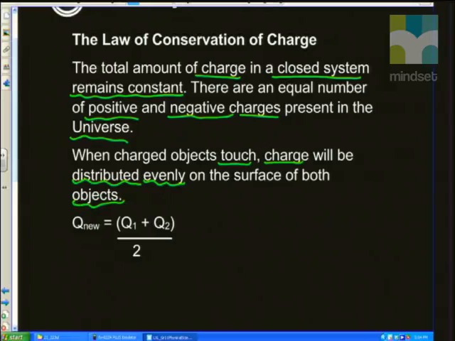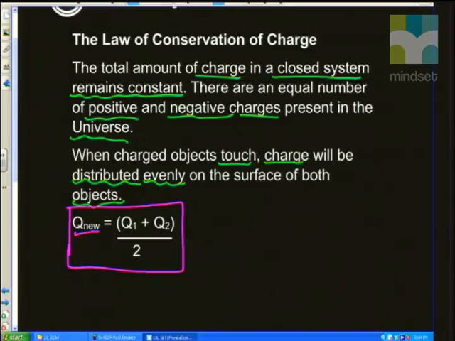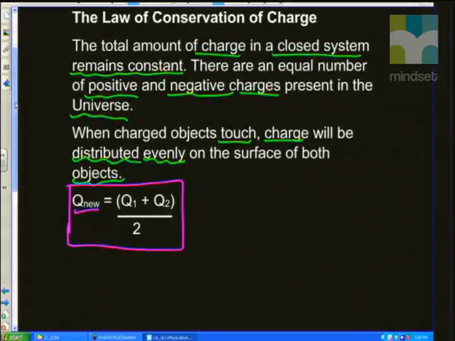This equation here helps us to find the new charge on objects when they come to touch each other. If I've got two objects that touch, the new charge will be found by adding the charge on 1 and the charge on 2 and dividing by 2. Would I always have two objects? I can have more than one. Say I've got 3: you would add Q1 plus Q2 plus Q3 and divide by 3. So understand this formula, which is very important.